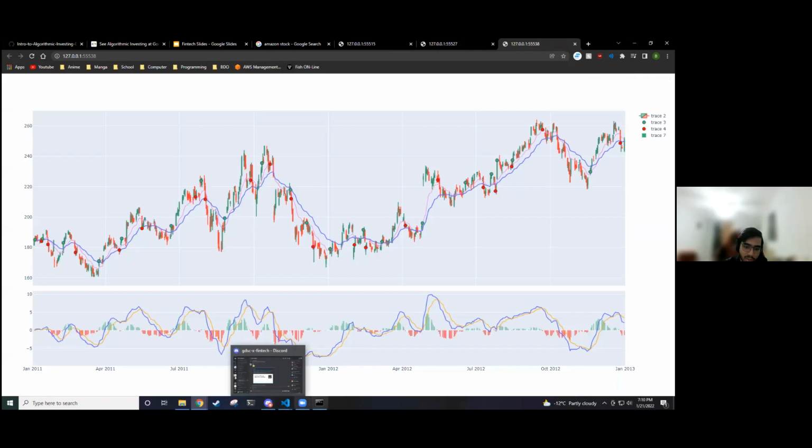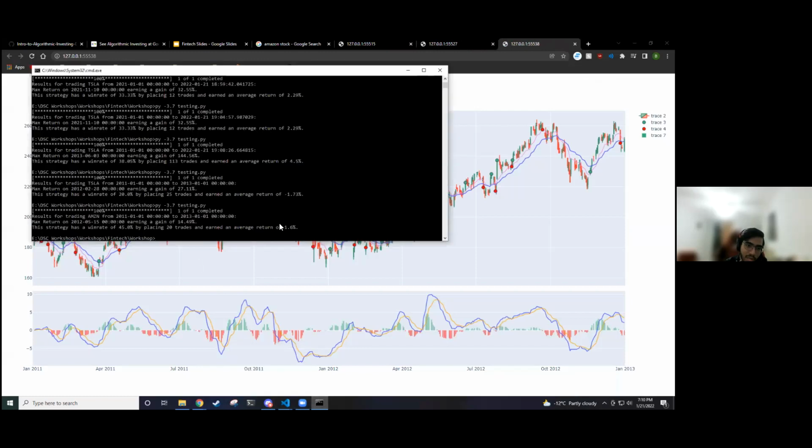So Amazon in the same time frame had an average return of 1.6%, and they won 45% of the trades, but as you can see, it's still under 50%. So you kind of just got lucky with the 1.6%.